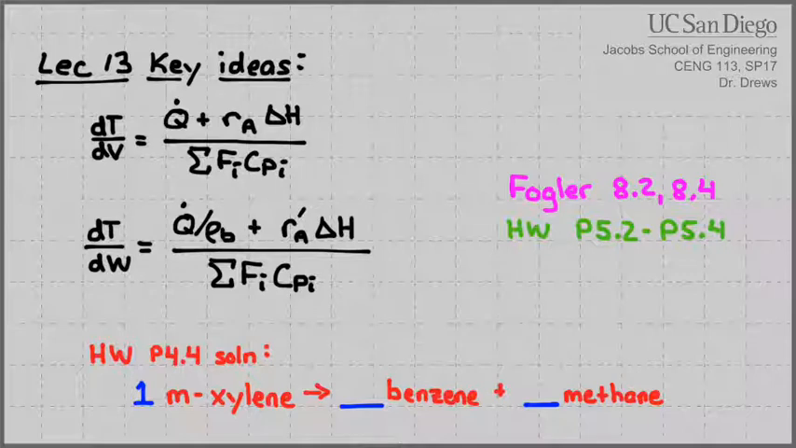One comment about the homework solution that was posted. There's a small typo in the solution for 4.4 that Jenna said she's going to fix up over the weekend. The stoichiometry for that first reaction of problem 4.4, the metaxylene to benzene and methane, those stoichiometric coefficients aren't 1. So if you work those out, you'll find, I have them sketched down over here. The benzene one is 11/9, and the methane one is 6/9.